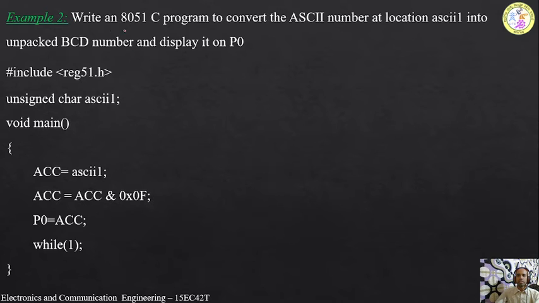Then the second program is: write an 8051 C program to convert the ASCII number at location ASCII1 into unpacked BCD. Now we need to do the reverse. So the ASCII number is stored in the location ASCII1. So this is the memory location, and the address of this memory location is ASCII1. ASCII1 is not actually the address, it is the name given to the address. Address is always some hexadecimal number. For example, the address may be something like 0x1100. That is nothing but 1100H.